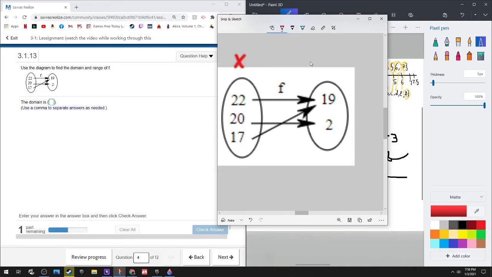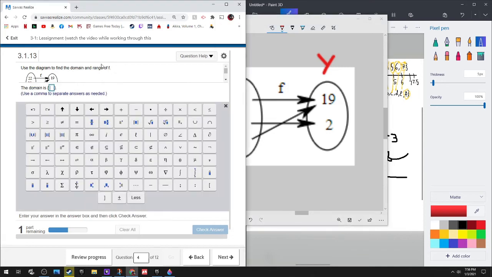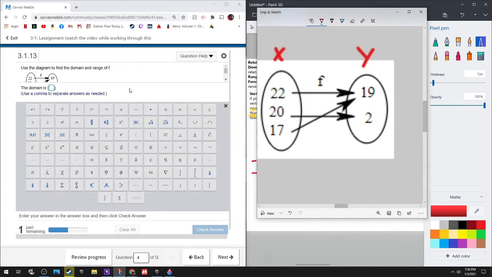Okay, so let's talk about what we have here. These are our x's, and these are our y's. So this means we have 22 comma 19, that's one of our pairs. Then 20 comma 2, and then 17 comma 19. Is this okay? Well, yeah, because the x's aren't repeating. So the domain, I'm getting ahead of myself. It just wants to know the domain.